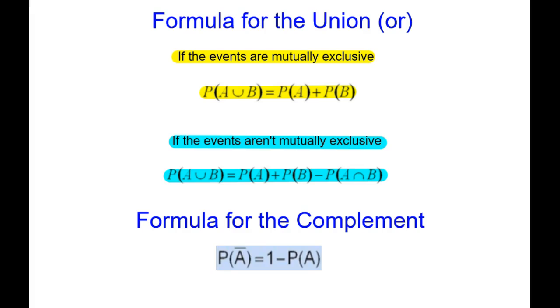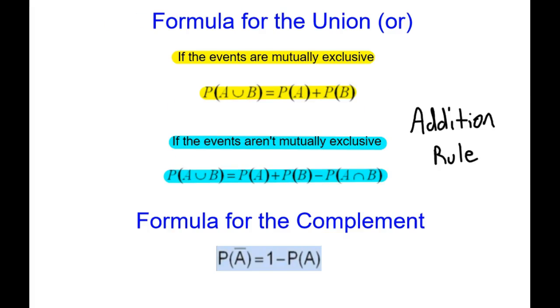The formula for the complement of an event is pretty straightforward. So if we want to calculate the probability of the complement of A, that is going to be equal to 1 minus the probability of event A. A total probability is equal to 1. So if we take 1 minus the probability of A, that has to leave us with what's not in A, which represents the complement of the event.